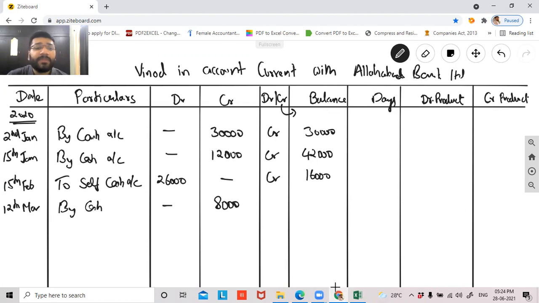Now tell me, guys. 16,000 was the closing balance on 15 February. I further deposited 8,000. So what is my total balance in my bank account? 24,000, sir. Is this the credit balance of the bank or debit balance? Credit balance, because whenever Vinod demands this 24,000 rupees in future, the bank is under obligation to pay it. So it is a credit balance for the bank.